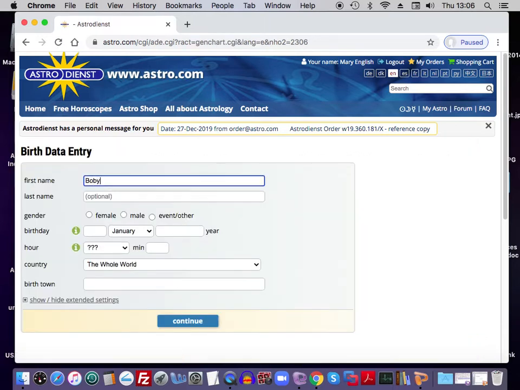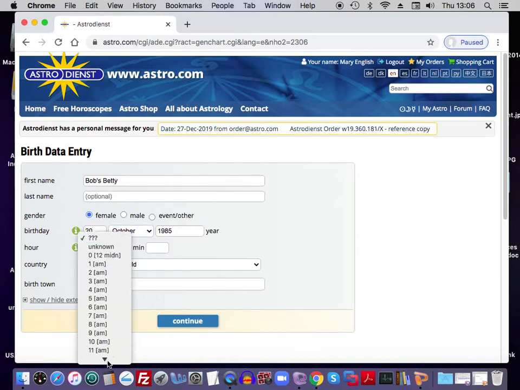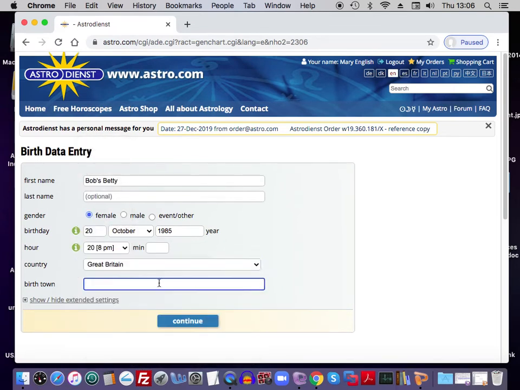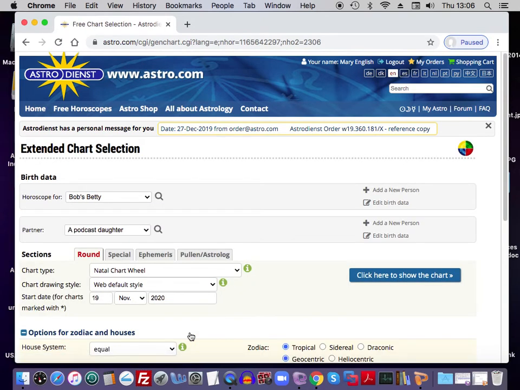So just so they're next door to each other in my account. She's called Betty, and she's female, and she's born on the 20th of October 1985, and she's born at 8 PM in Great Britain, and she's born in Reading, which is outside London, still in the UK. So now we've made two bits of data, so it just makes it easier for me to get to the ones I've chosen there.